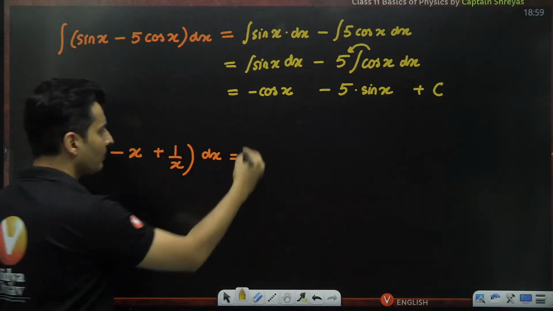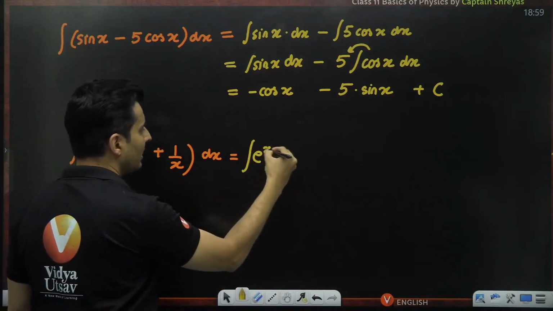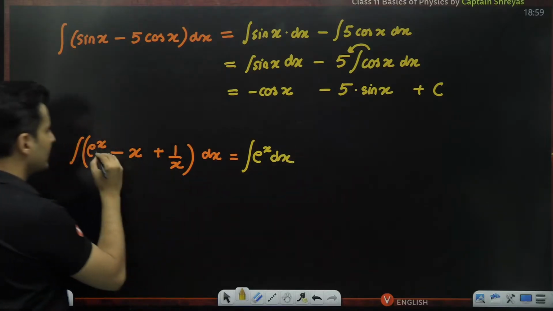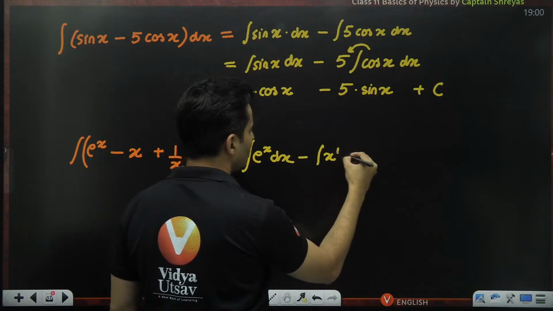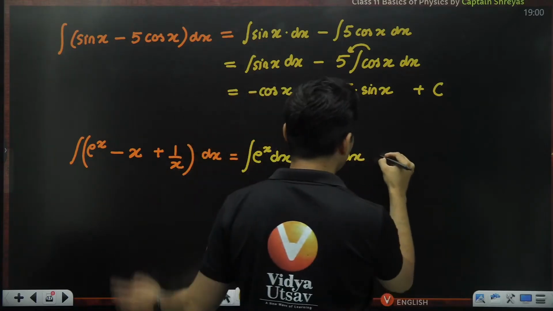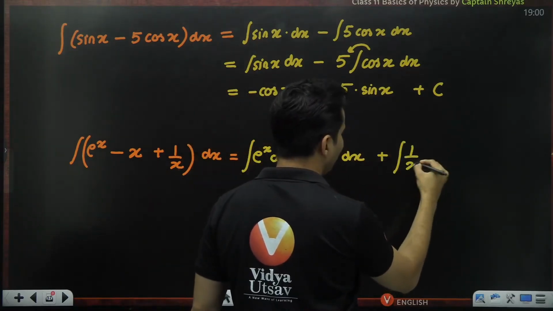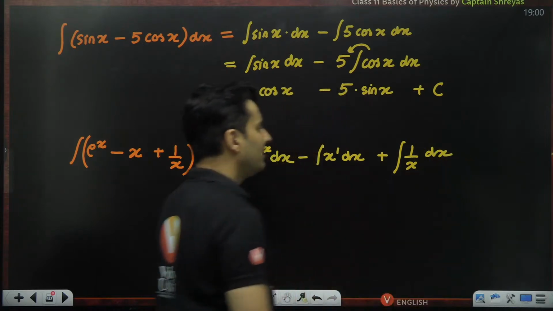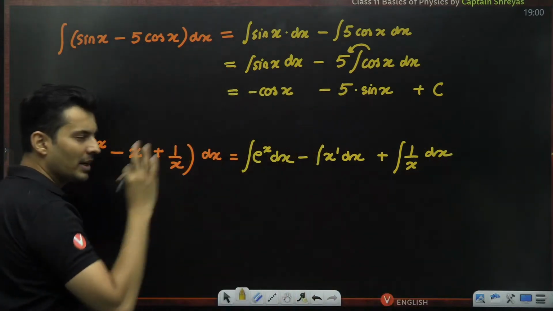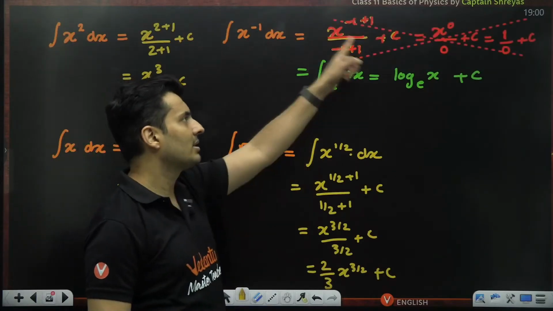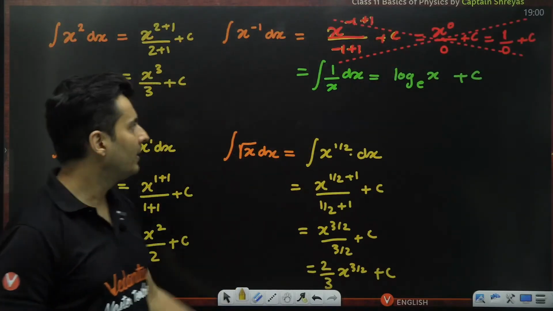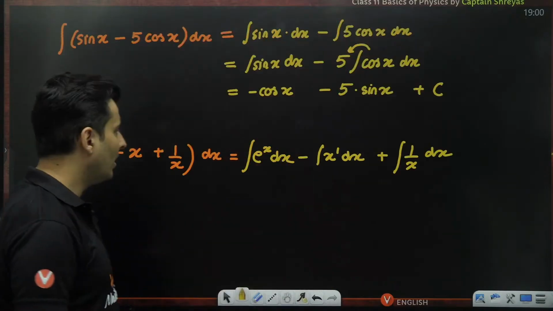Let's do this question. Here we need to integrate it separately. e raised to x dx is the first part, minus x raised to 1 dx as a separate part, and lastly leave that 1 by x as it is. No need to bring it on the top, because we can't use the negative 1 power of x for the x raised to n formula. We need to convert it into logarithm.